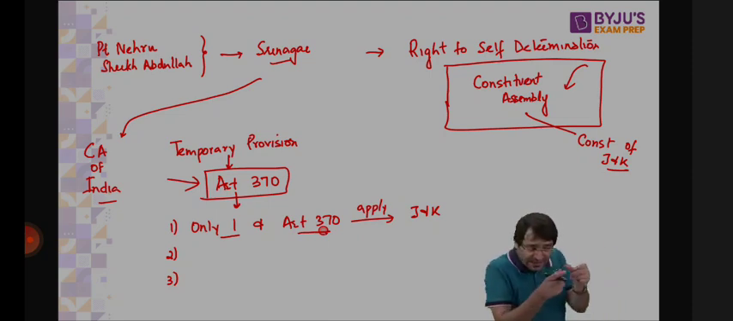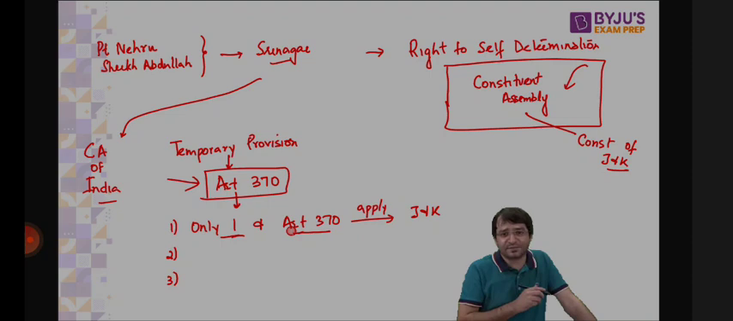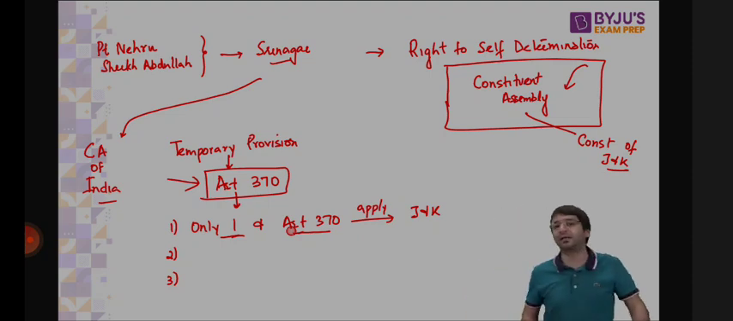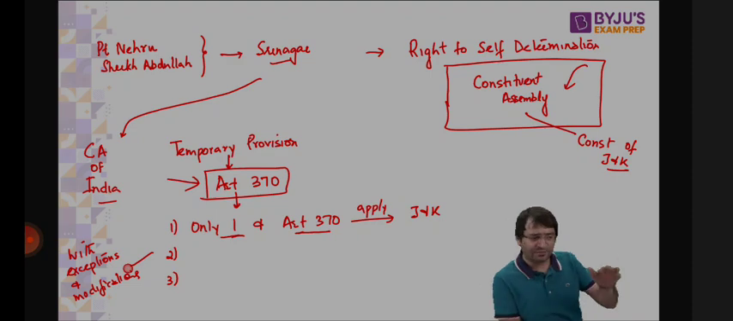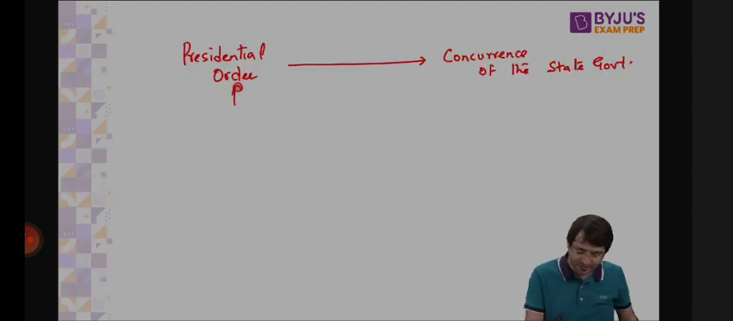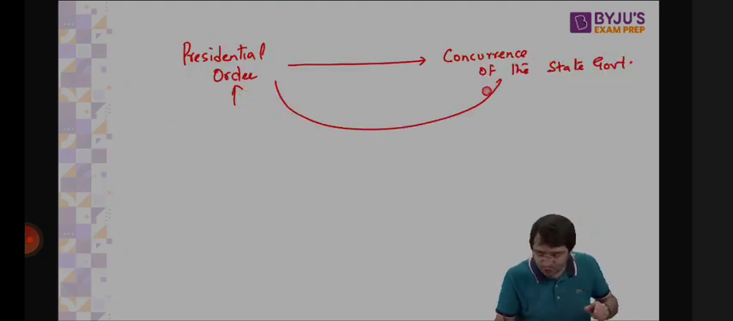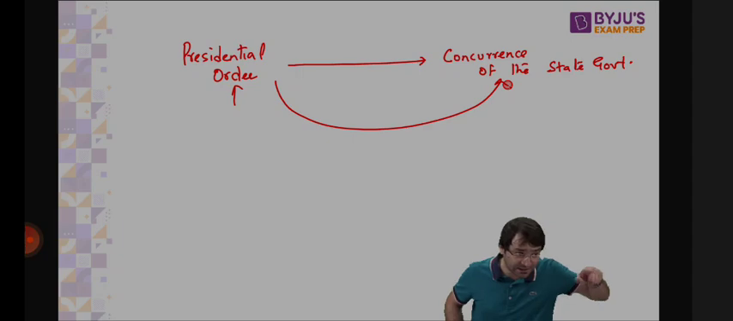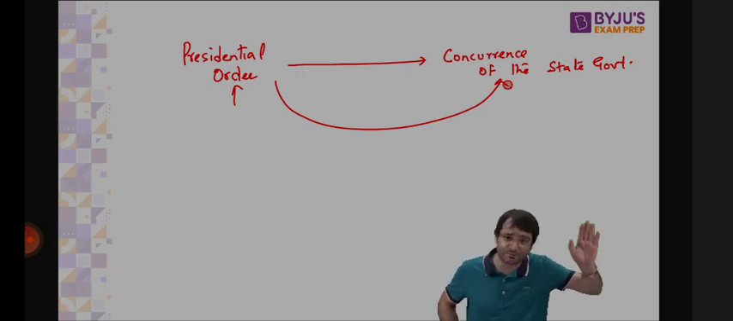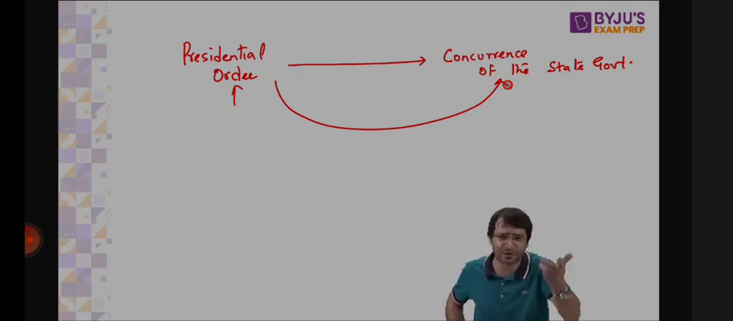Other than Article 1 and Article 370, can other articles of the Indian Constitution apply to Jammu and Kashmir? Yes. But with exceptions and modifications, as the president may specify. So can we apply fundamental rights to Jammu and Kashmir? Yes. How? A presidential order will be issued. But this presidential order can be issued only with the concurrence of the state government. If the state government says, don't apply fundamental rights, you cannot apply. If the state government says, okay, apply fundamental rights, but with these exceptions and modifications, the president will have to accept those exceptions and modifications, which I'm going to tell you later, and apply these provisions to Jammu and Kashmir.